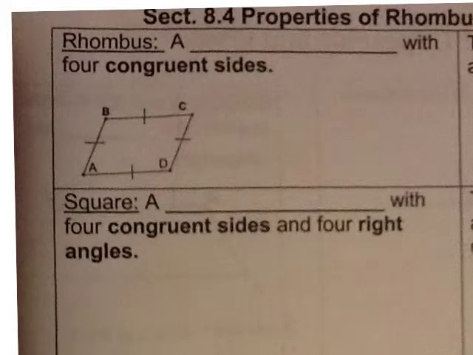Okay, so we're in section 8.4, properties of rhombuses and rectangles and squares. Let's first define a rhombus. A rhombus has a pretty simple definition. It's just a parallelogram with four congruent sides.